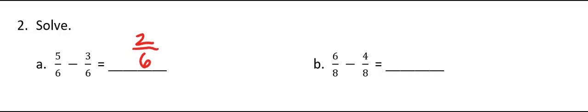Going across to problem B, I have 6 pieces that are eighths. I'm going to subtract 4 pieces that are also eighths. 6 minus 4 is 2. My denominator stays the same because the pieces are still eighths. 6/8 minus 4/8 equals 2/8.